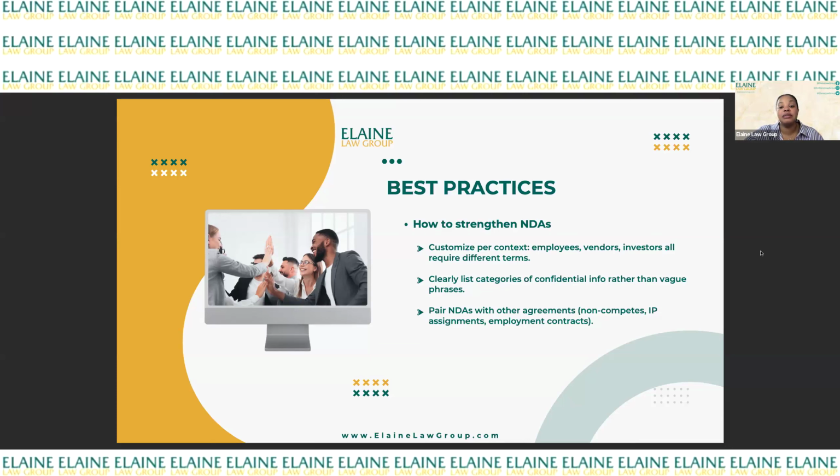So you want to customize for context, meaning, is this an employee relationship that we're discussing? Is this a vendor relationship that's at question, or are these investors? And if these people are coming into the relationship, how is their different relationship curtailed and customarily created or drafted in this NDA to actually speak to that relationship? So that's what we mean by customized per context.